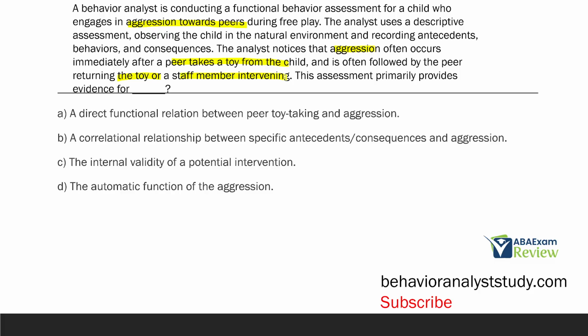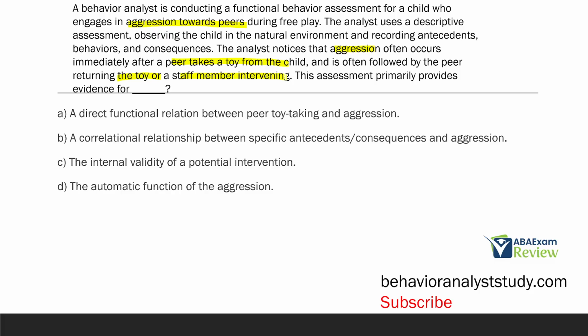What about C? Because we always read all of our answer choices. The internal validity of a potential intervention. Well, we don't know yet, right? All we've done so far is observe. We haven't tried an intervention. We haven't even done a functional analysis as far as this question is concerned.